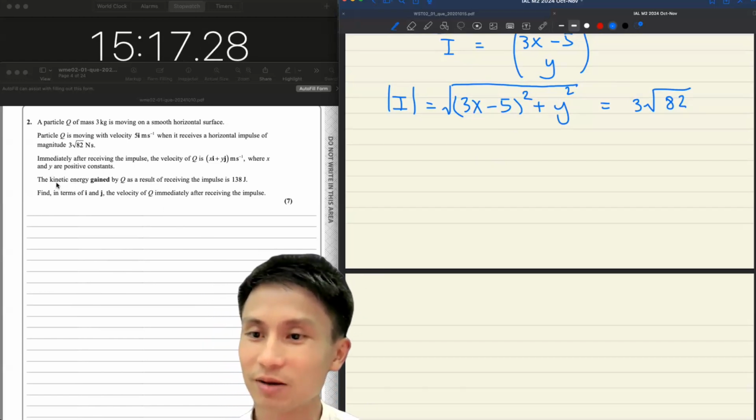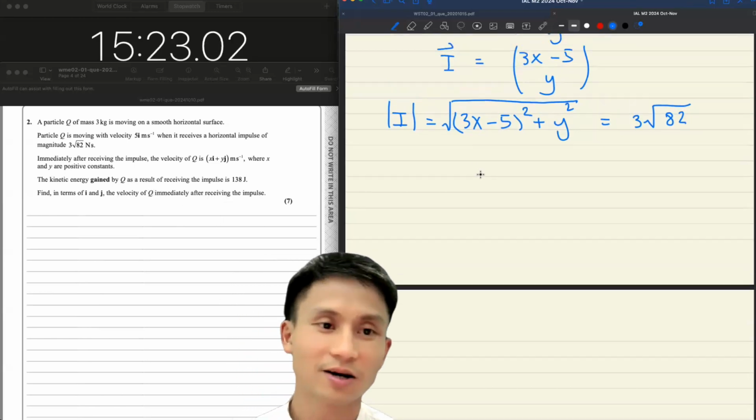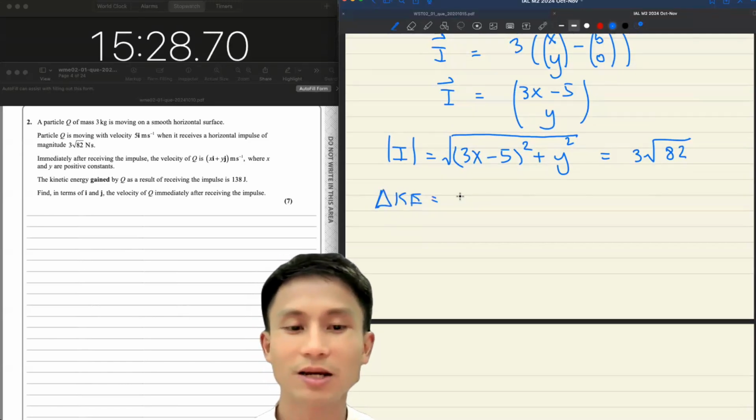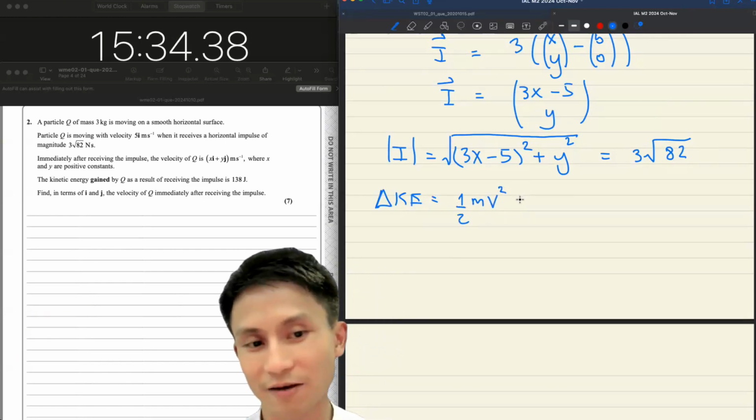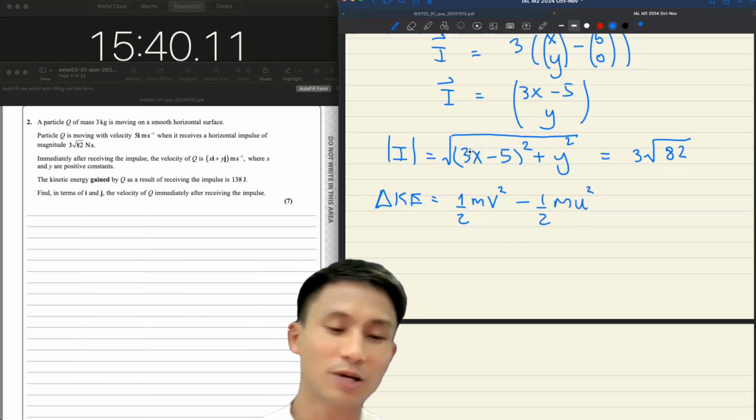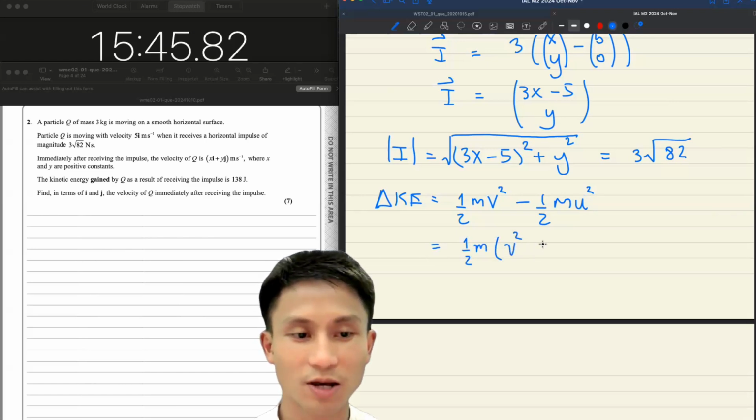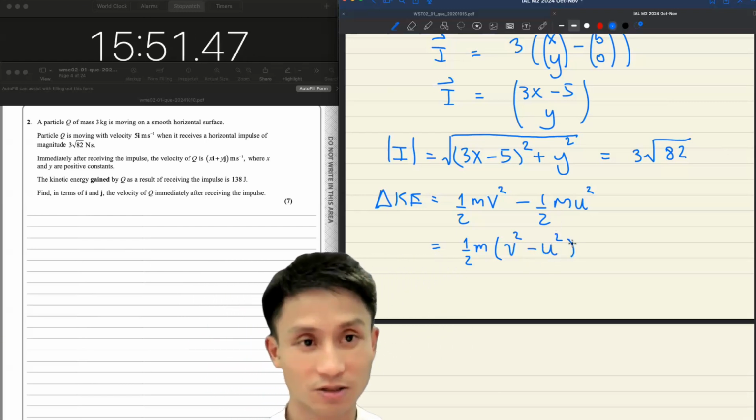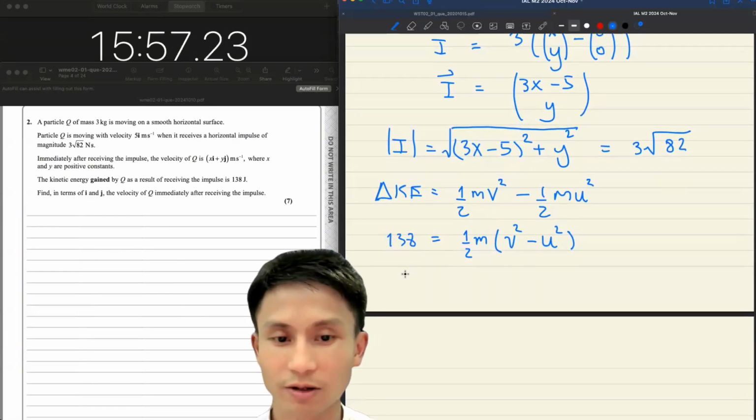Let's carry on, right? The kinetic energy gained by Q as a result of receiving the impulse is 138 joules. Okay, so kinetic energy gain, let's do delta KE here, is going to be the kinetic energy of the final velocity or final state after the impact minus the kinetic energy before the impact. So I'm using V and U here respectively. And just to simplify that, we can do 1/2 m and in brackets V squared minus U squared. And note that these V and U are the magnitude of velocity, right? And we're going to equate this to 138, yeah?